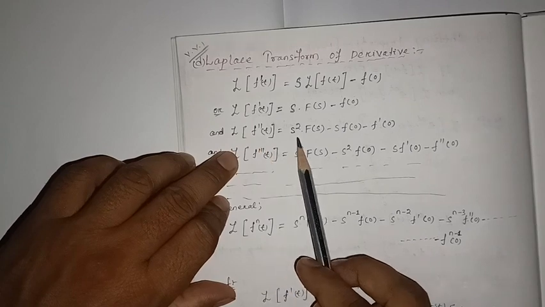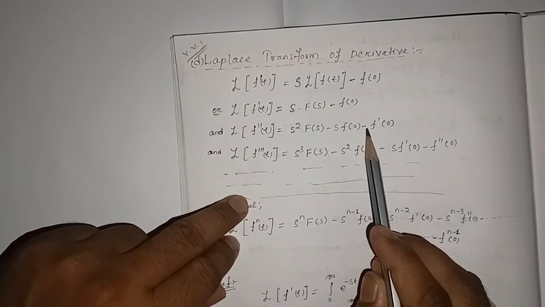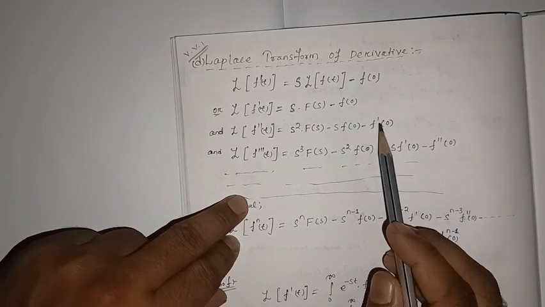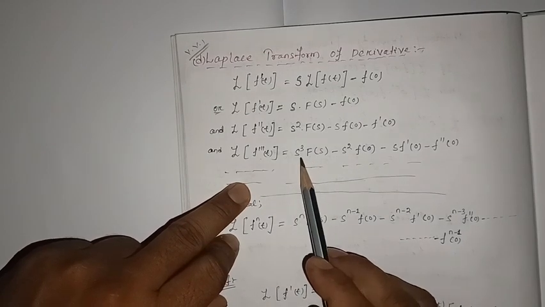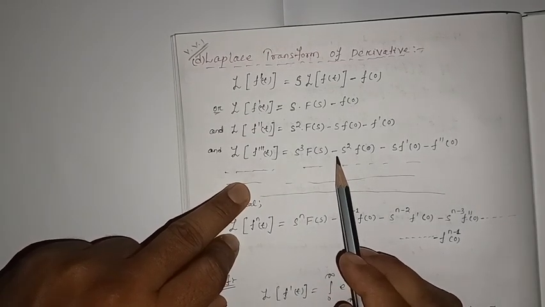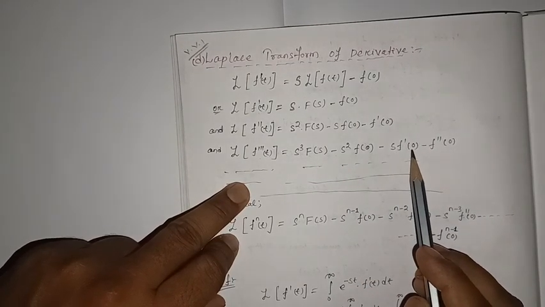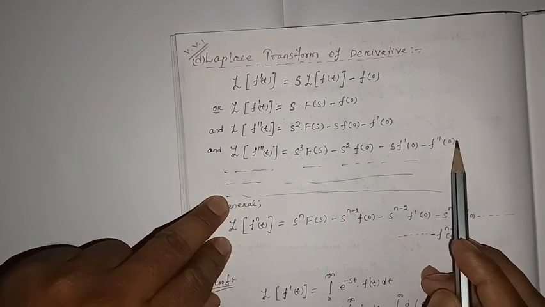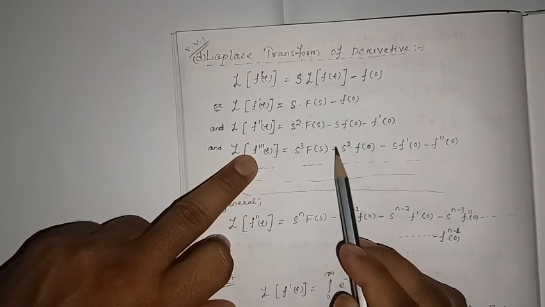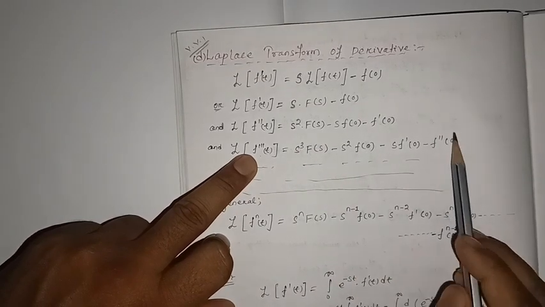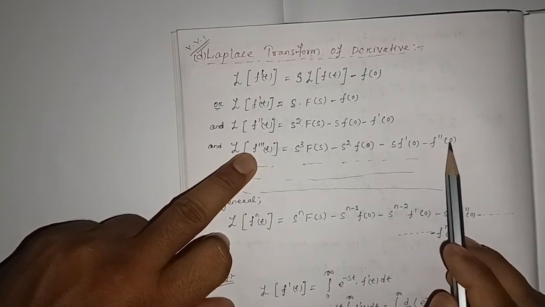And the second derivative will be s square into capital F of s minus s into f of 0 minus f dash 0. Laplace transform of the third derivative of f of t will be s cube capital F of s minus s square f of 0 minus s f dash 0 minus f double dash 0. So here you can see third derivative means s cube, then the s power gradually decreases, and the last term is the second order derivative at 0.